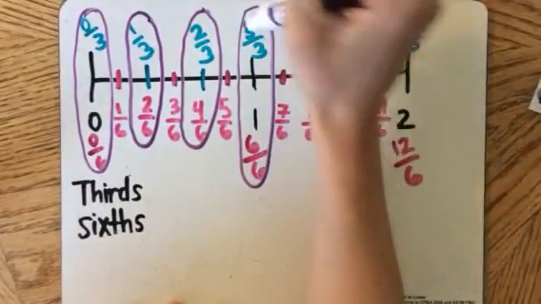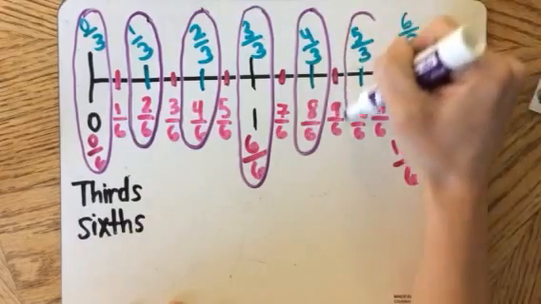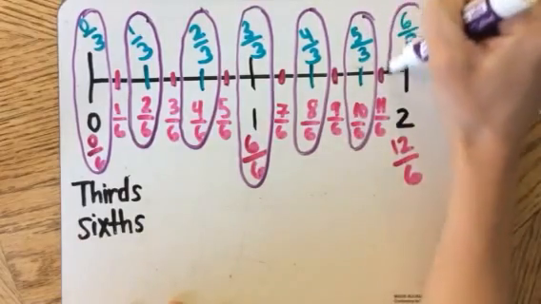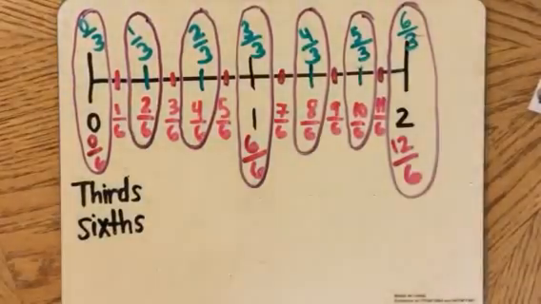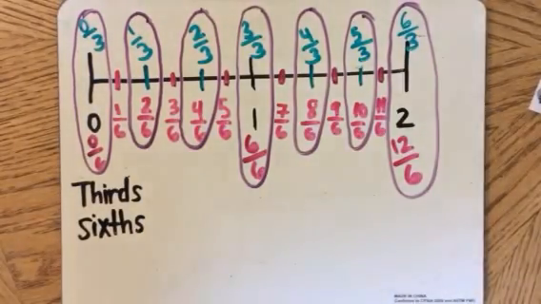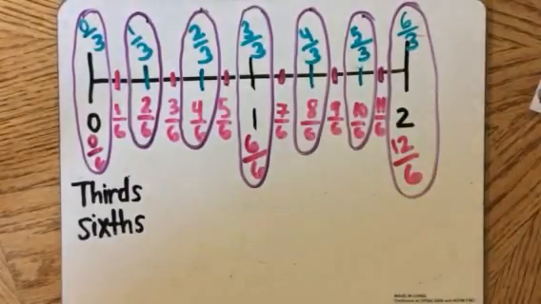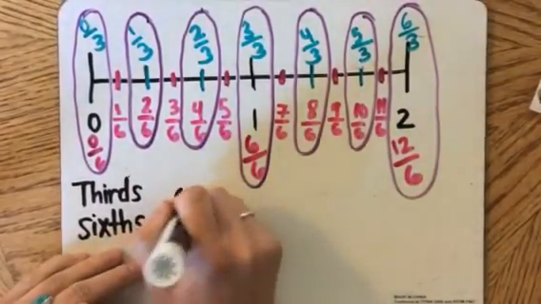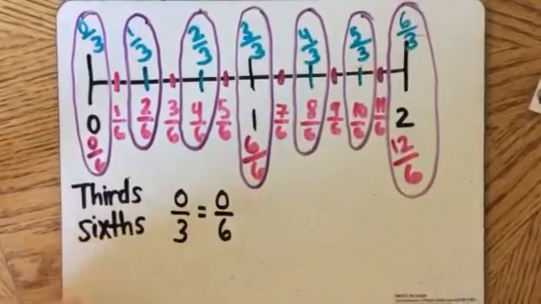Hopefully you saw this one, this one, and this one. Wow, that's a lot of equivalent fractions. So let's write some number sentences comparing these. So I could write 0/3 is equivalent to 0 sixths.